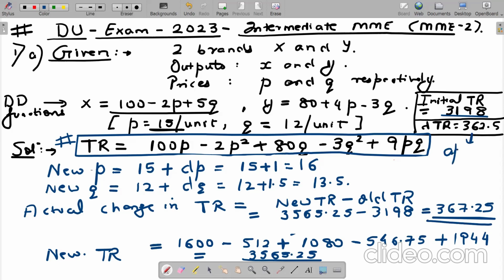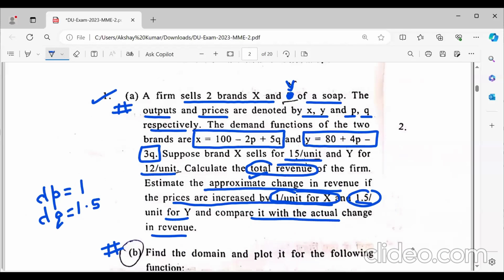So this was the answer for approximate change. To find the approximate change in total revenue, we use the concept of differentials. We totally differentiated the total revenue function. And to find the actual change, I find the total revenue with the new prices, and then I subtract the total revenue at the initial prices. That gives me the actual change. So this is the actual change. This is the approximate change. So with this, we are done completely with part A. If I come back to the question paper, we have found the approximate change. We have also compared it with the actual.